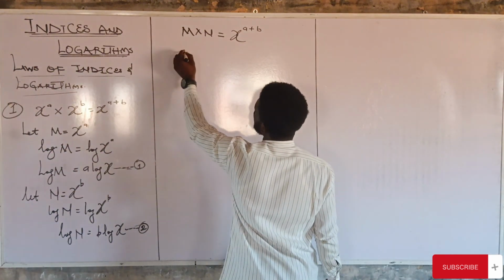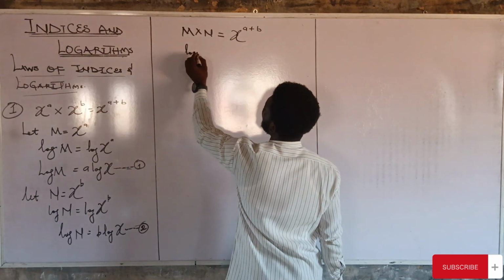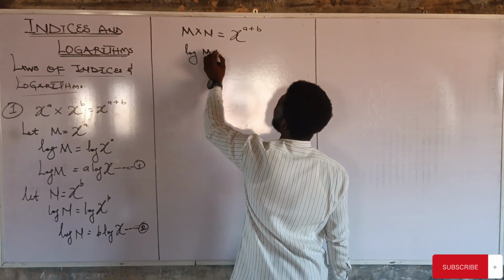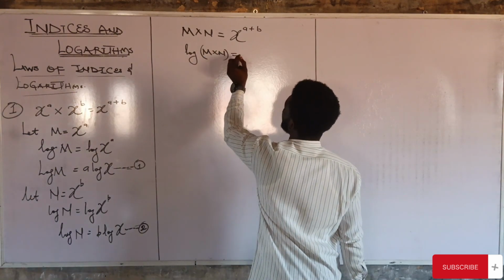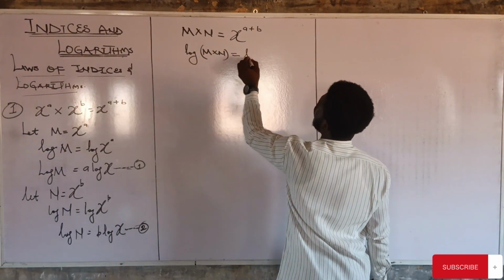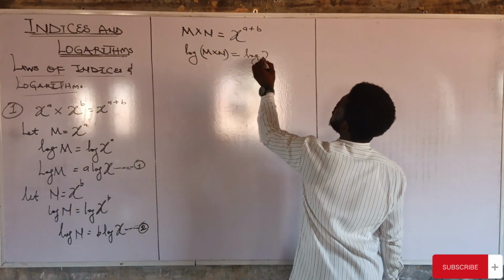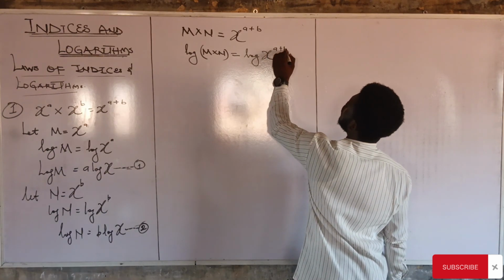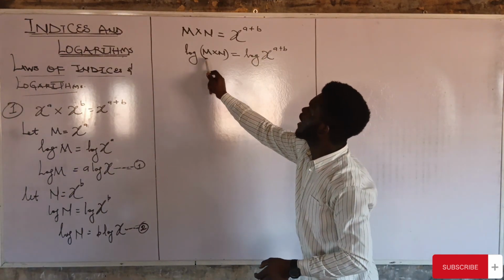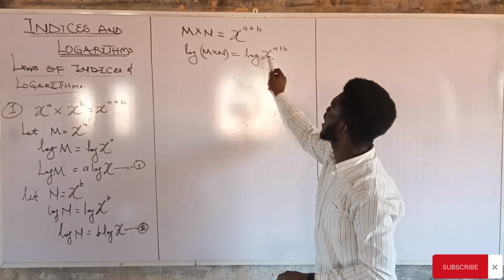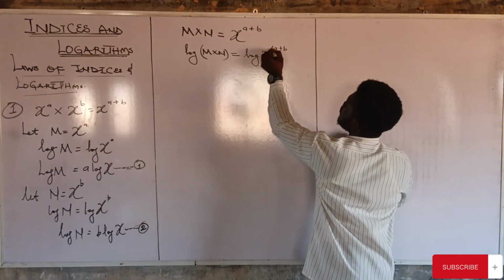So if you are taking log of both sides, you have that log mn would be equal to what? It would be equal to log x raised to the power of a plus b. Now once you add that, we have that log mn is equal to log x raised to the power of a plus b.